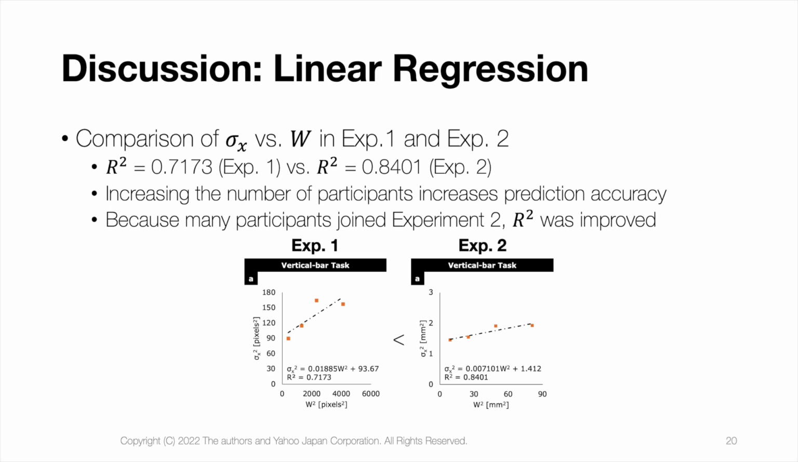Comparing the linear regressions between the sigma x and width in the 2 experiments, the R squared in experiment 2 was higher than in experiment 1. Increasing the number of participants increases prediction accuracy. Because experiment 2 had more participants than experiment 1, the R squared in experiment 2 was improved.